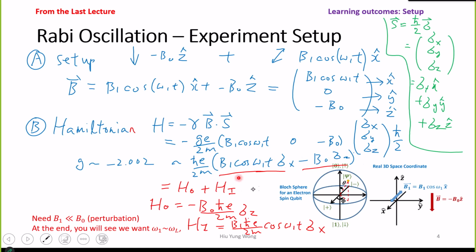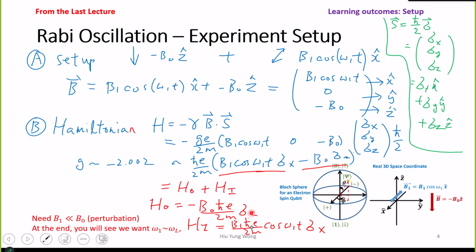And then we went through all the simplification. Eventually we say this Hamiltonian, which is going to control the action of this system, is composed of H0, the major Hamiltonian, and then HI, which I call HI. It's more a perturbation Hamiltonian. It is a small one because H0 is negative B0 h bar e divided by 2m sigma Z. I cannot memorize this, so maybe better people can do that, but you don't need to memorize it.